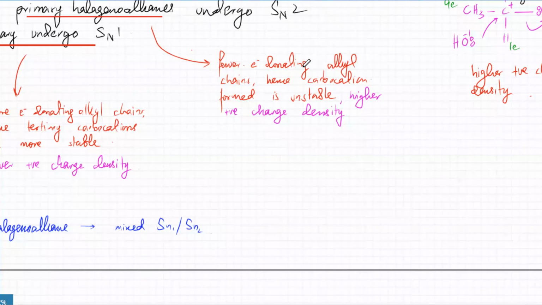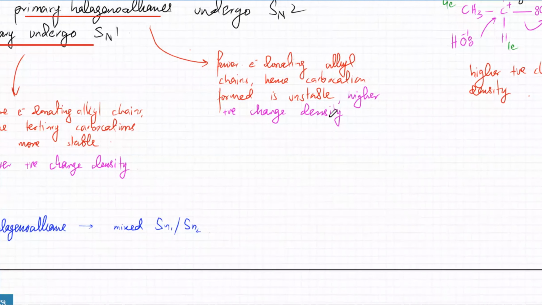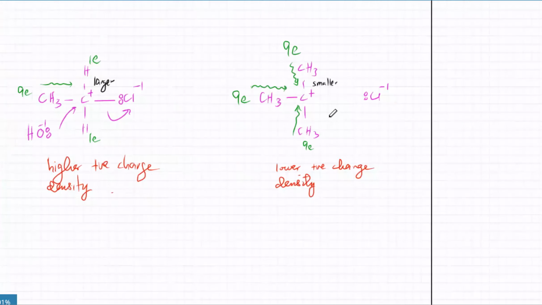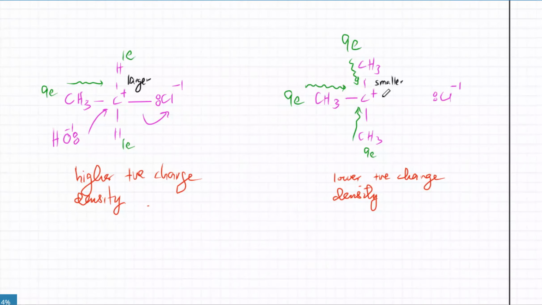Because they have fewer electron-donating alkyl chains, hence the carbocation formed is unstable since it has a higher positive charge density. This is what we described, that forming the carbocation in a tertiary halogenoalkane is a lot easier. Why? Because if the Cl-1 leaves, the positive charge on this carbon is going to be smaller because it's surrounded by electrons. So the carbon over here would be electron deficient, but it would not attract the electrons from Cl-1. It will allow the Cl-1 to leave.